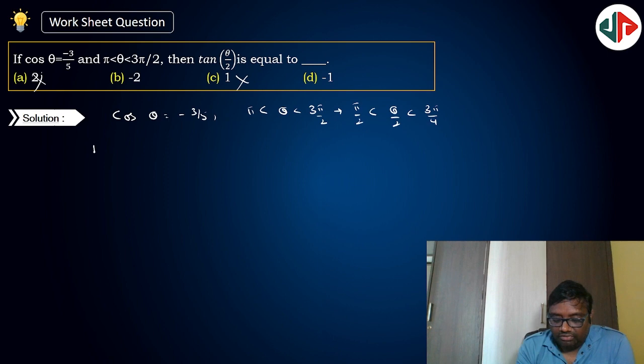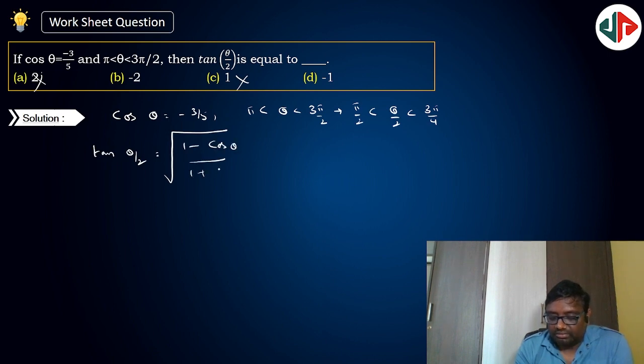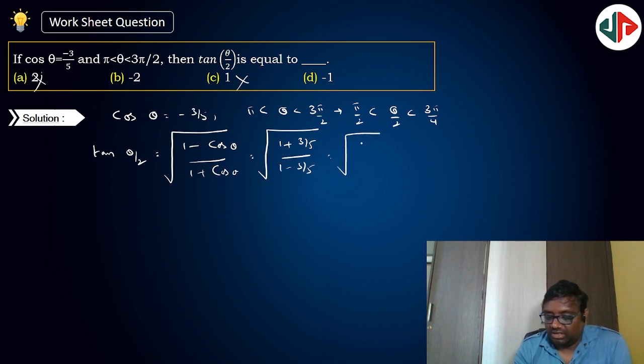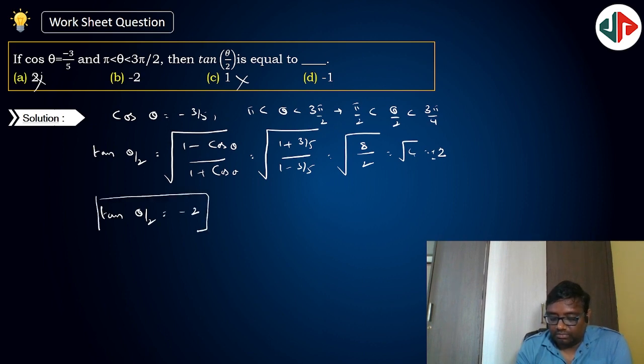But how to find tan of theta by 2? Tan of theta by 2, what is the formula? Under the root of 1 minus cos theta by 1 plus cos theta. So this value is 1 minus of minus means plus 3 by 5 by 1 minus 3 by 5. So it is nothing but 5 plus 3, 8 by 5 minus 3. So square root of 4, what is the value? Plus or minus 2. But theta by 2 is lying in which quadrant? Second quadrant. So tan of theta by 2 is always equal to minus 2. Tan of theta by 2 is equal to minus 2. That's the condition.